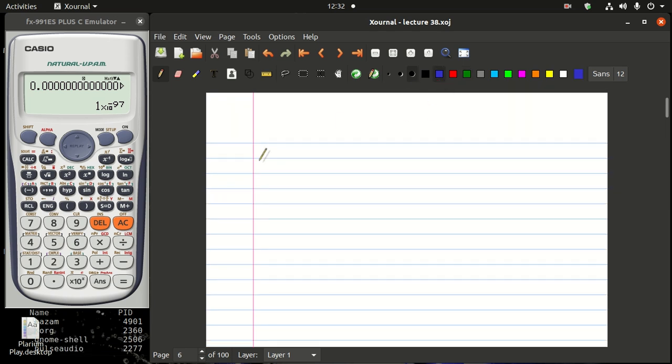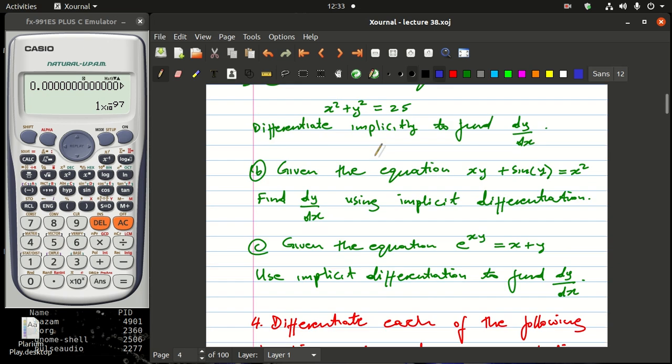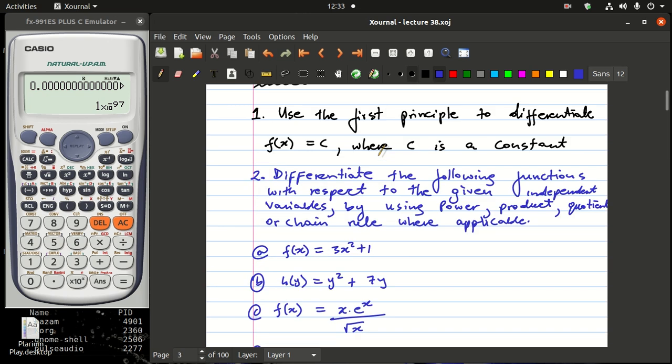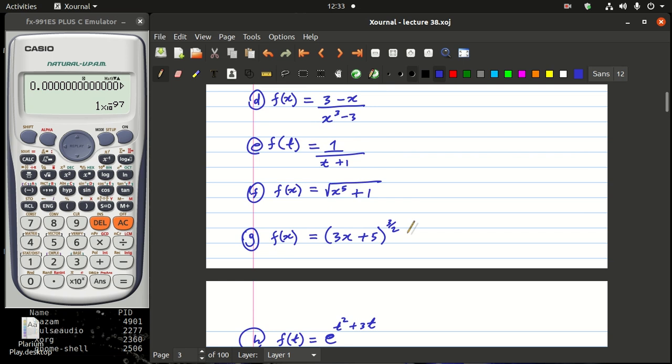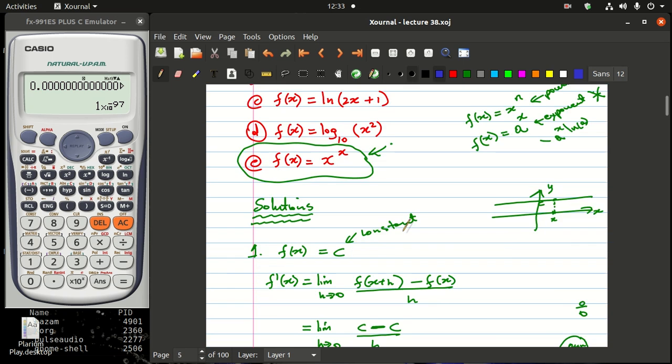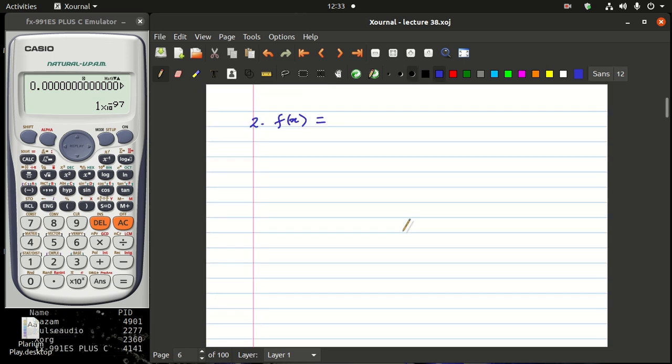And now let's start with number 2. Number 2, we had our f of x, wanted to differentiate. What was the question here of number 2? Just to make sure here. Differentiate the following functions with respect to the given independent variables by using power rule or product rule or quotient rule or chain rule where it is applicable or appropriate. So that's what we actually wanted to do here.